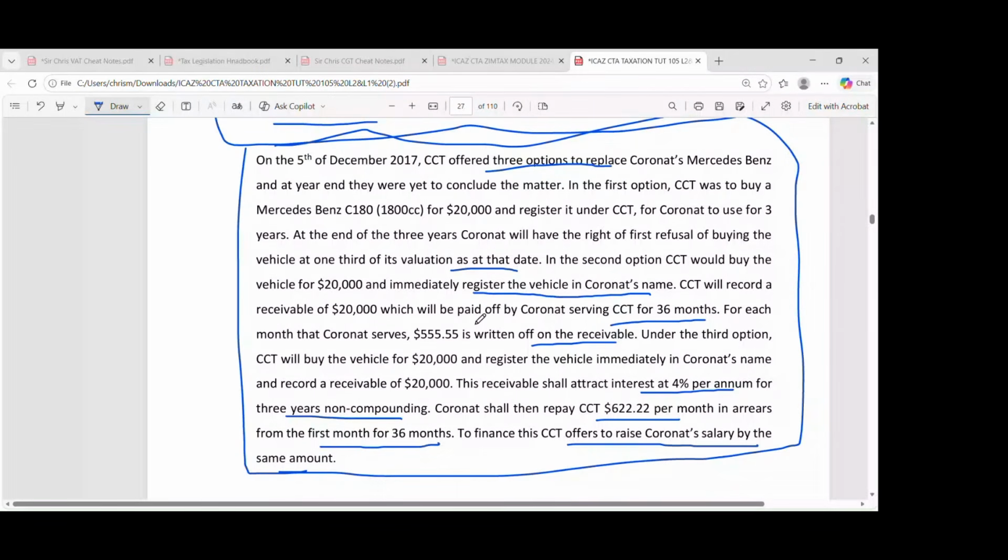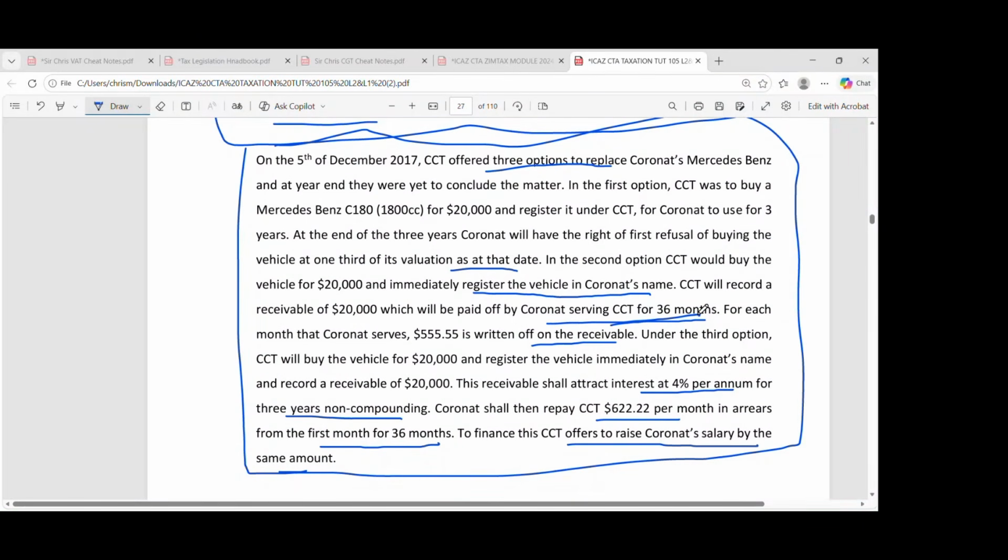So CCT would buy the vehicle and immediately register it in Colonat's name. The moment it's registered in Colonat's name, CCT cannot claim capital allowances. It's no longer our vehicle. Then how is he going to repay? CCT will record a receivable of 20,000, which will be paid off by Colonat, saving CCT.